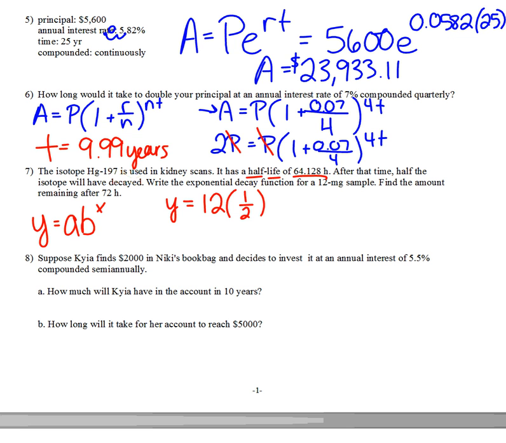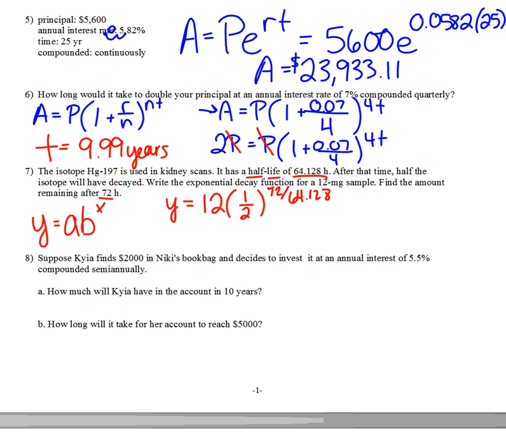Okay, and then what number is going to go up there with the x? Well, we're not going to use 72 and we're not going to use 64 because those are hours. We want to know how many half-lives. The x, or the amount of time, is going to be the number of half-lives. And so we need to use 72 divided by 64.128. And you're like, what? Okay, please don't be like, what?